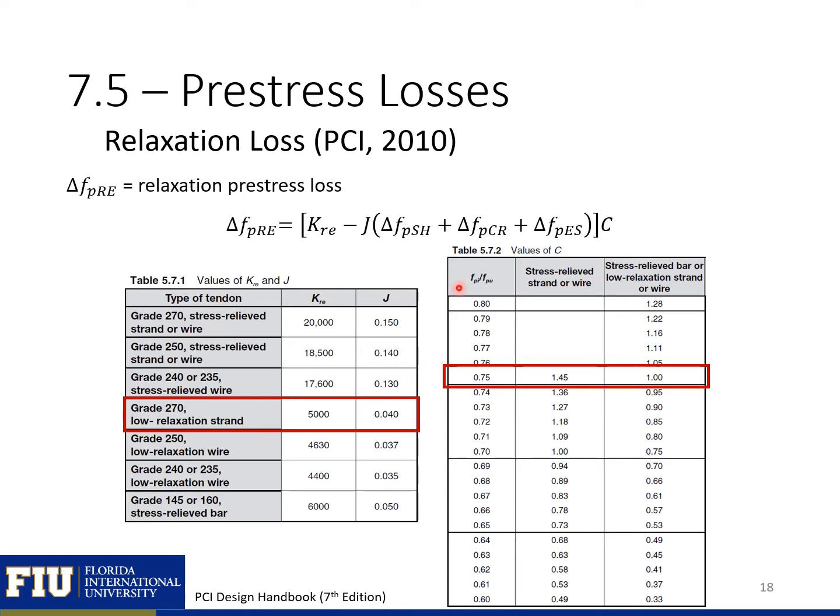We then need to find the ratio of our initial pre-stressing stress, which typically is 202.5, to our ultimate strength of our strand, typically 270. So that ratio is typically going to be 0.75, and we'll typically have stress relieved strands, low relaxation strands. So we'll have a factor C here of 1.0.